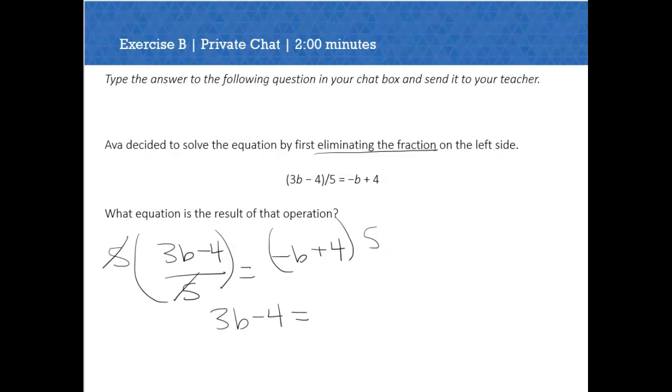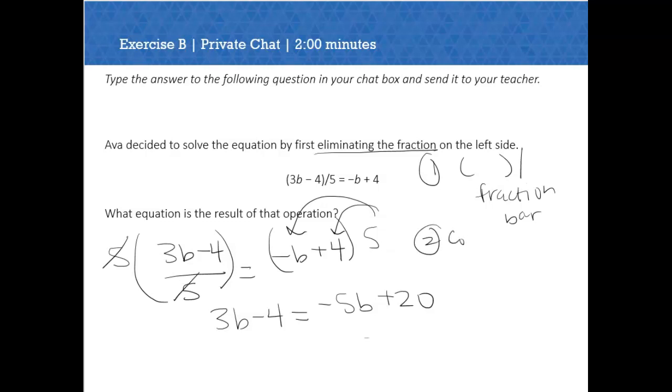On the right, negative b plus 4 times 5. This is a distributive property situation. 5 times negative b is negative 5b. 5 times 4 is 20. So I have 3b minus 4 equals negative 5b plus 20. We can't simplify the left side anymore. We can't simplify the right side because there are no like terms. So the first step is always remove parentheses, which we really didn't have, but we can say remove parentheses or fraction bar. This one had a big fraction bar.